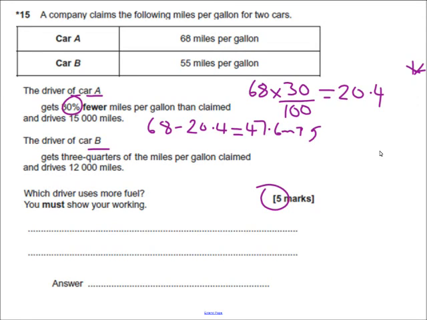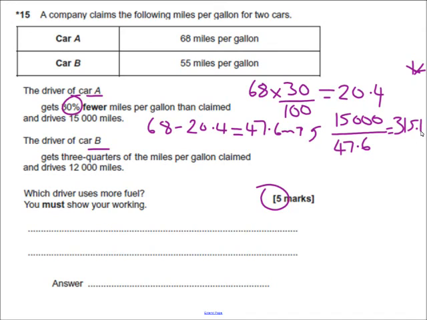So when we take our distance of 15,000 miles that we covered and we divide it by the 47.6 miles per gallon we now know our car is doing, we end up with the number of gallons of petrol that we used. And you should have a number around 315.1 gallons.